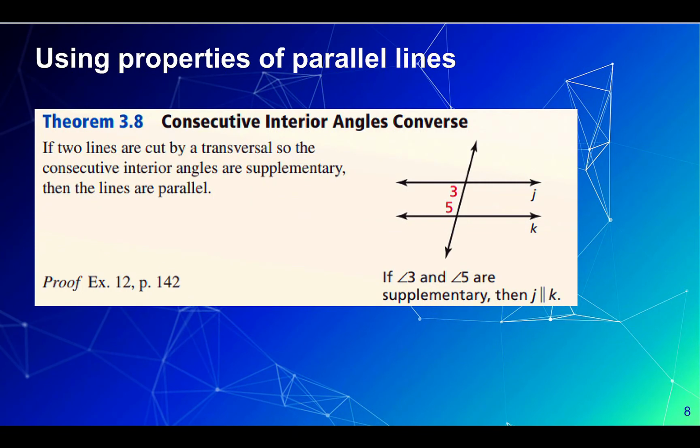Consecutive interior angles: if two lines are cut by a transversal so that the consecutive interior angles are supplementary, then the lines are parallel. So if the consecutive interior angles add up to 180, then J is parallel to K.